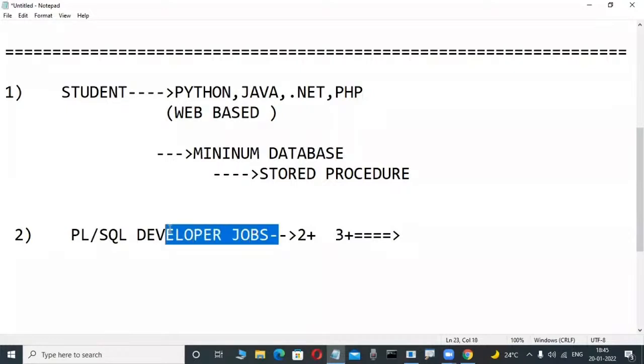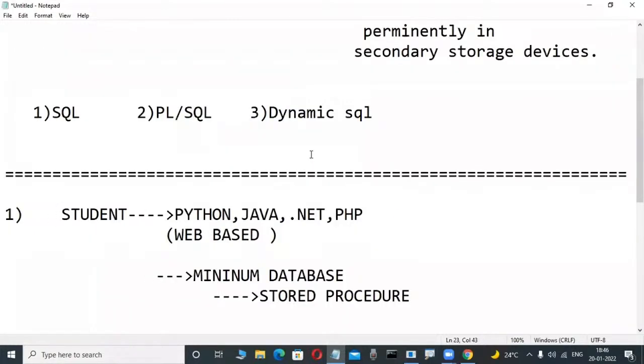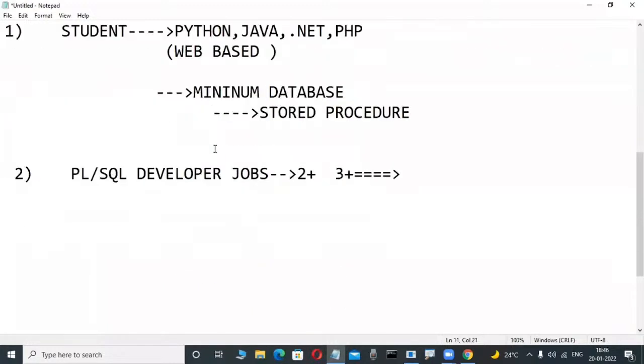I know the interview requirements, and those persons apply for PLSQL developer jobs also. So many fellows are learning this course, because in this course we are learning SQL and also PLSQL. Again, observed here, this is for PLSQL developer job purposes.